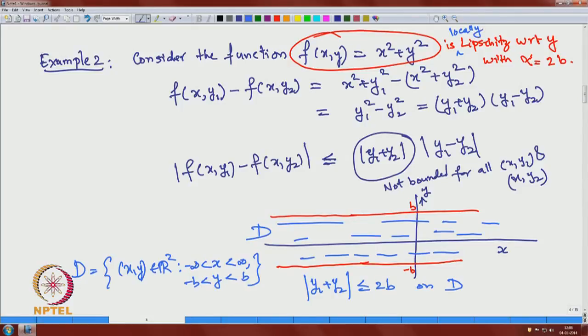So, this is locally Lipschitz with respect to y, and that is on the domain we just defined, D. So, on the domain defined by the set of all (x, y) such that x is varying from minus infinity to plus infinity and y is varying from minus b to plus b. It is an infinite strip parallel to the x axis.